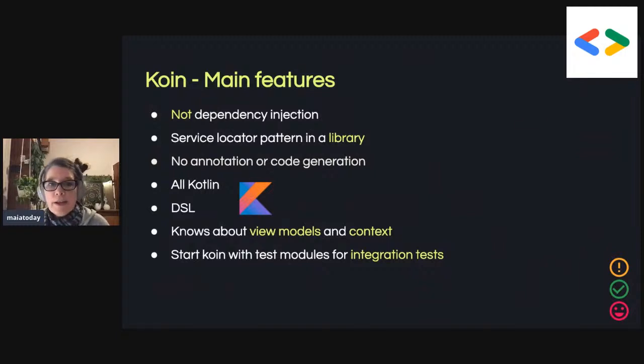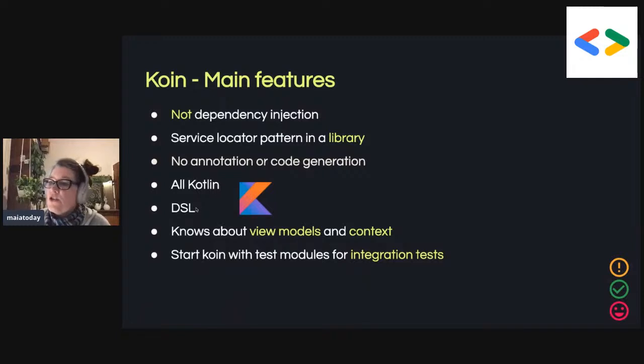So now looking at Koin. What are the main features of Koin? It's not really dependency injection. It's more what they call a service locator pattern, which is similar to calling the application and asking for the things you need, except it's in a library. So it's a service locator pattern in a library. That's just the definitions. It doesn't have any annotations or code generation. So it's all Kotlin. It's got this DSL that you set up.